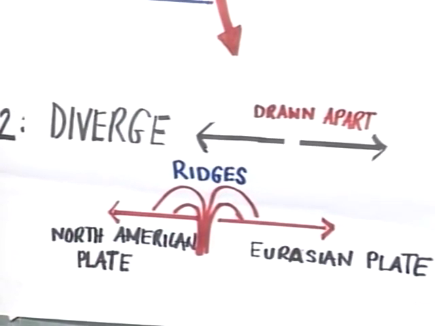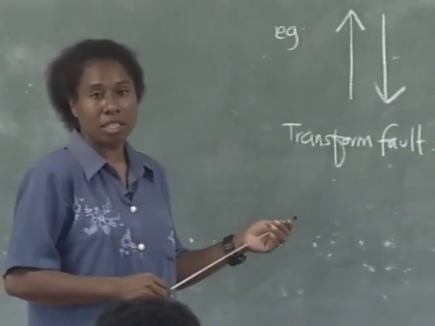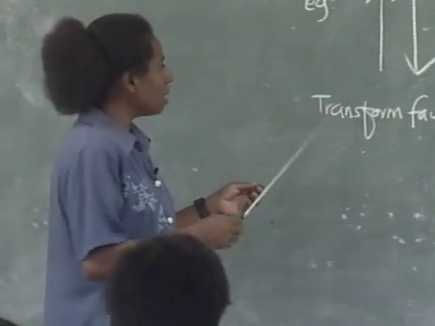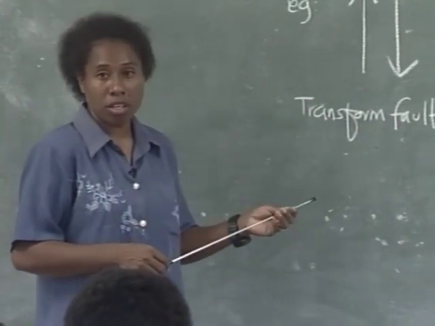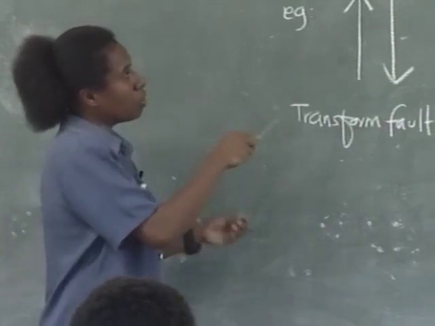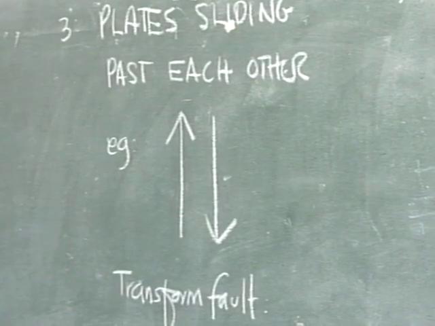Finally, the third movement we looked at yesterday is that of plates sliding past each other. And when plates slide past each other, the main feature that is created is that of a transform fault. And note that because, again, we are dealing with plate movement, volcanoes and earthquakes are common.